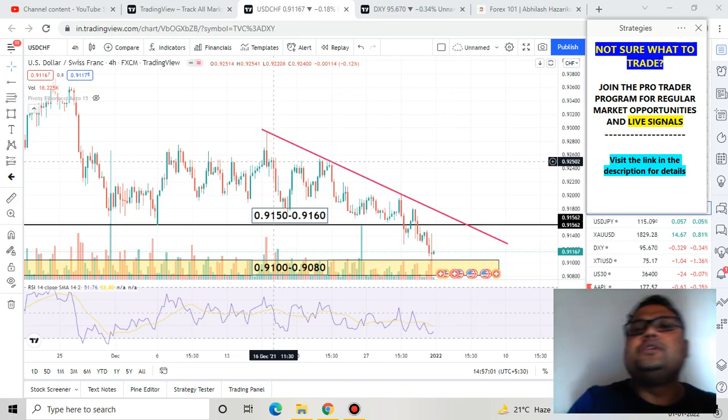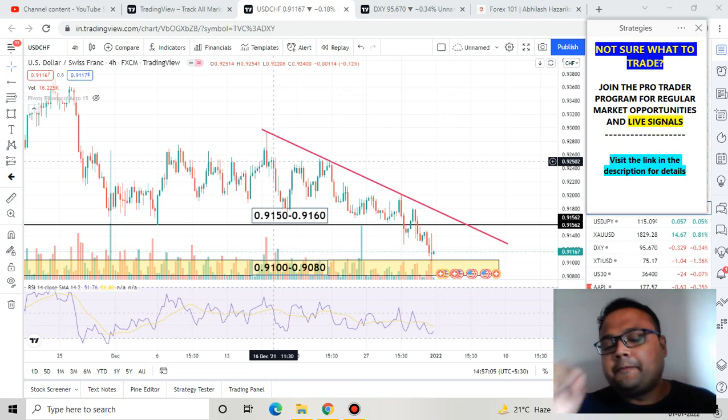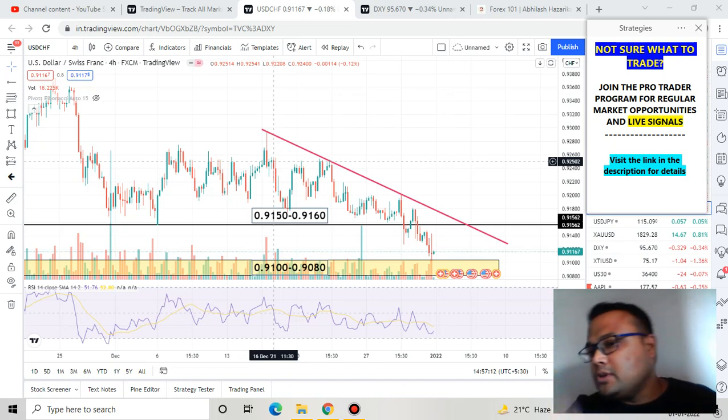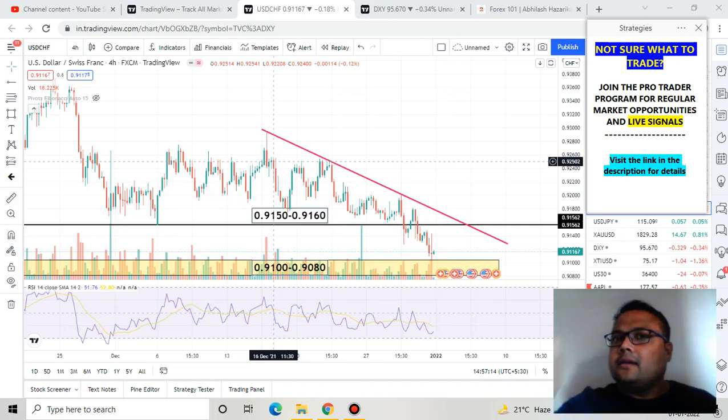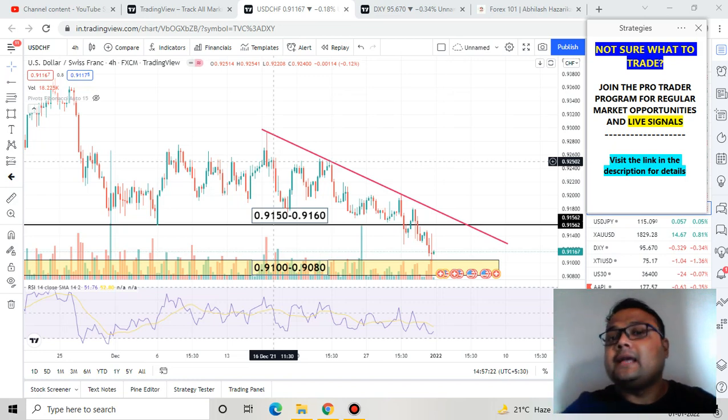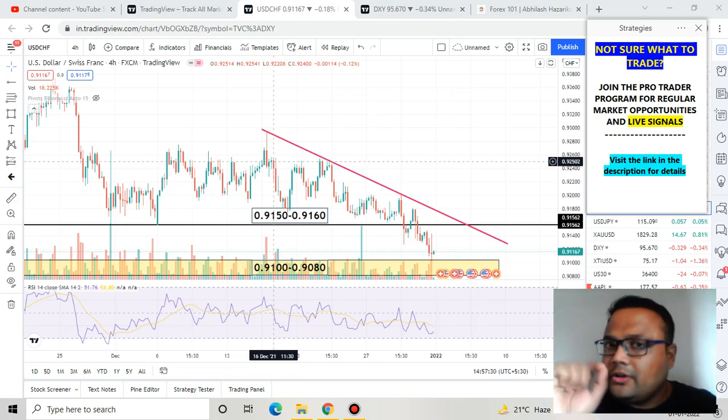If you have a buy position or long position on USD CHF right now, then please continue with the position. And if you are looking for a fresh entry, a fresh buy position on USD CHF, then let the market open on Monday. Let's see how the price is reacting. If you see that the market is still respecting the support zone, then I think you can take a buy position.